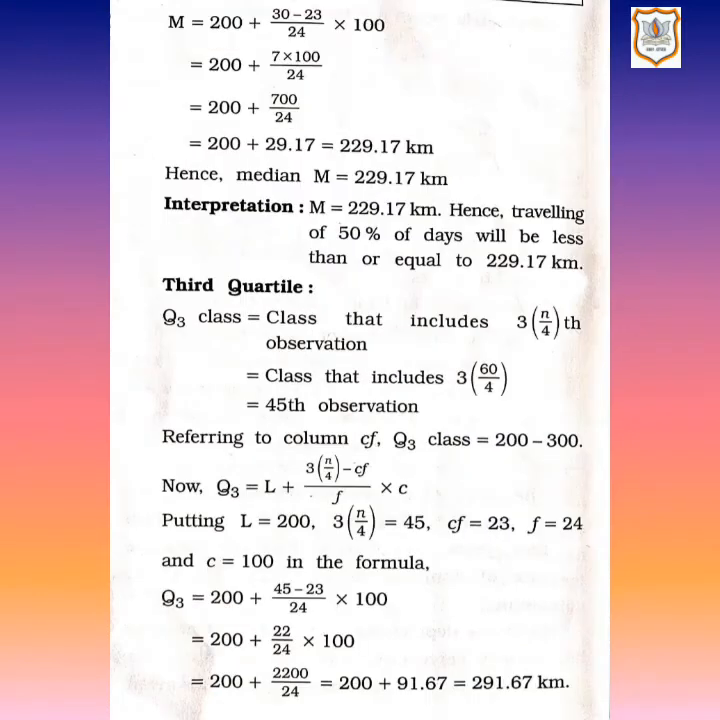So now we are going to put the values in the formula and find the median. So now we have put the values in the formula. Lower boundary point is 200.